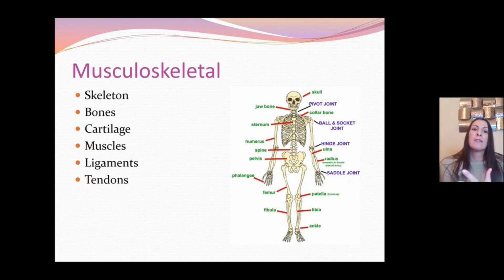Included in the musculoskeletal system is the cartilage, which is a sort of flexible connective tissue. It kind of acts as a shock absorber and it helps bones to slide over one another.